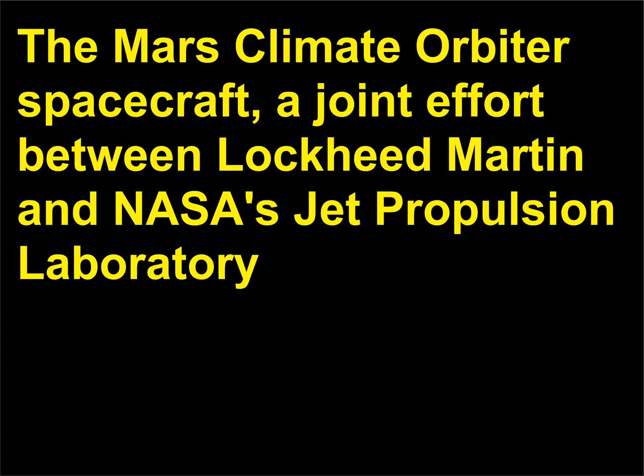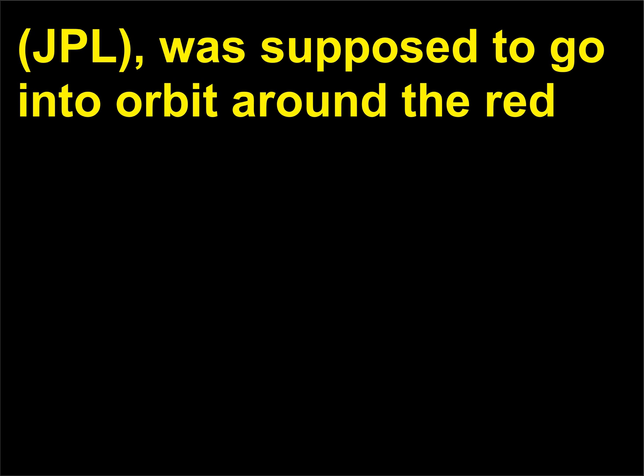The Mars Climate Orbiter spacecraft, a joint effort between Lockheed Martin and NASA's Jet Propulsion Laboratory, JPL, was supposed to go into orbit around the red planet on September 23, 1999. Instead, the Martian craft lost all contact with Earth.